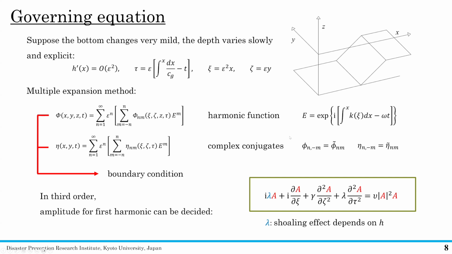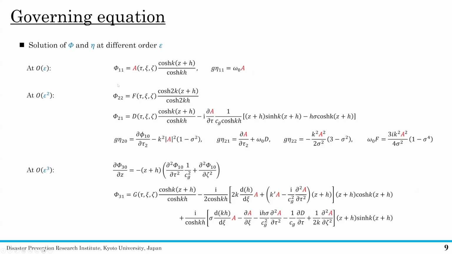What we do a little differently is we make the bottom depth change mild, so it's not a constant deep water. It goes from deep water to shallow water, so we can consider the change in the bottom. If you are curious about more details of this method, there are different expressions at the different orders and different harmonics.